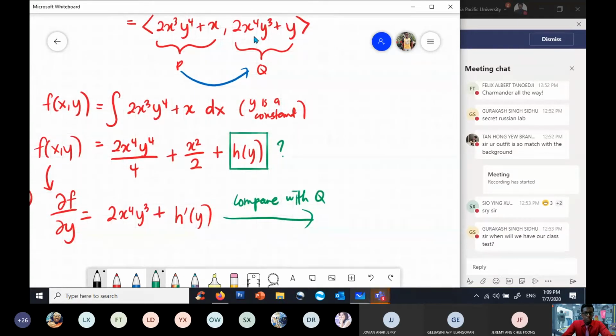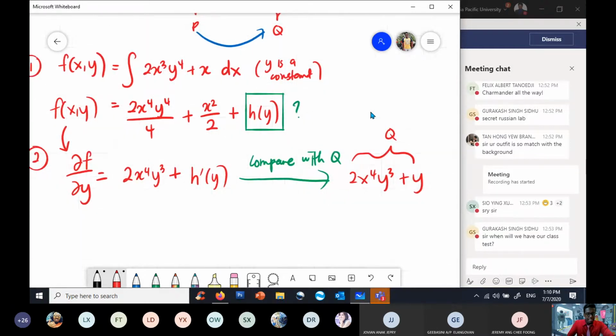My Q is this, 2x^4 y cubed plus y. So this is my Q. Now let me compare side by side, okay? The answer that I get, 2x^4 y cubed, 2x^4 y cubed. H prime y, y. So just by comparing, I managed to conclude that h prime y is equal to y. Okay, just by comparing left and right.